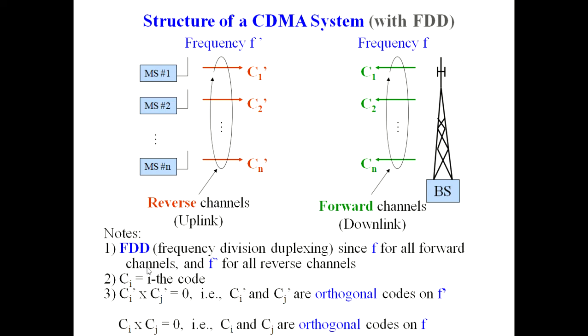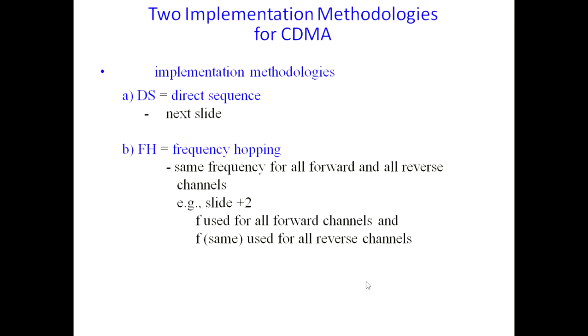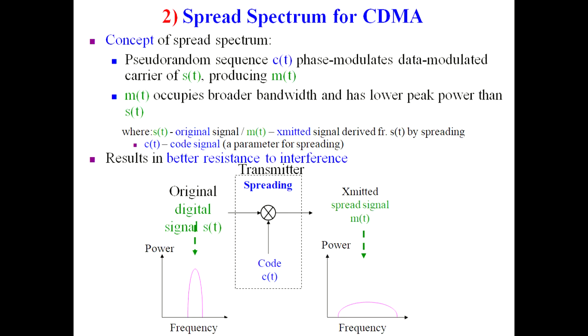So that is the meaning of CDMA with FDD, that is frequency division duplexing, for the forward as well as the reverse. The forward channels are orthogonal to one set of frequencies and the reverse channels are orthogonal to the other set of frequencies. So there are two types of implementation for CDMA, that is direct sequence and frequency hopping.